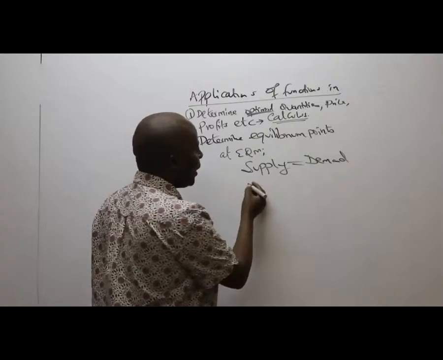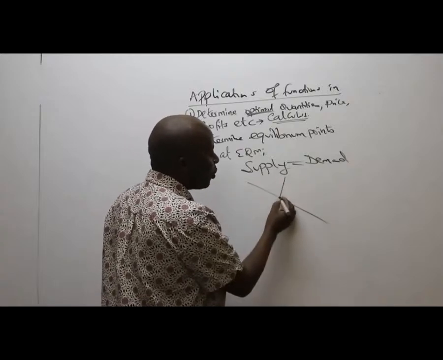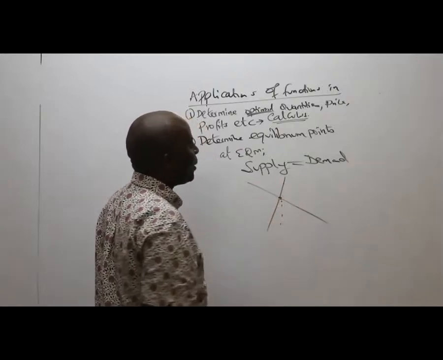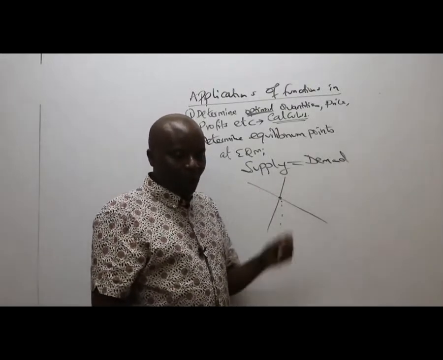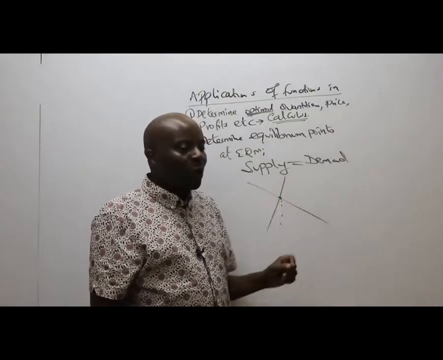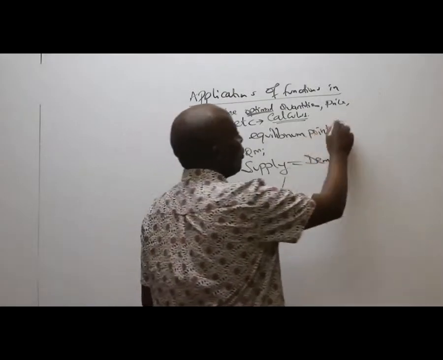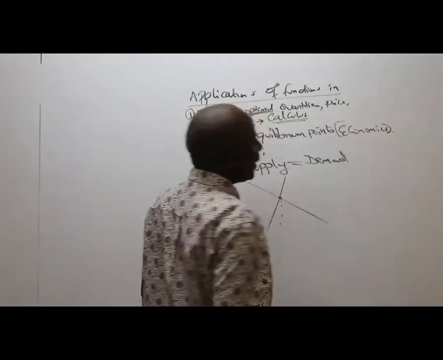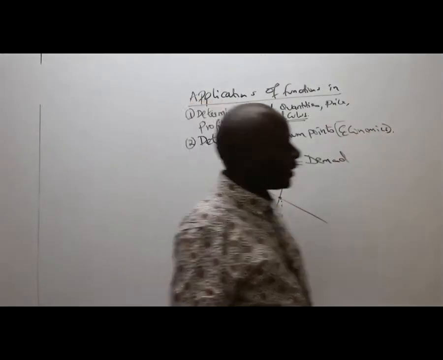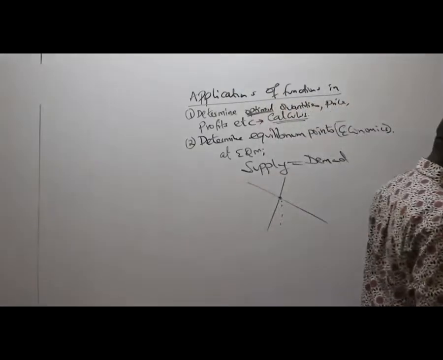Once you have the two functions equated, then we'll be able to get what we call an equilibrium point. So to determine equilibrium points, basically here in economics, like that. Is there any other area the students have thought of?